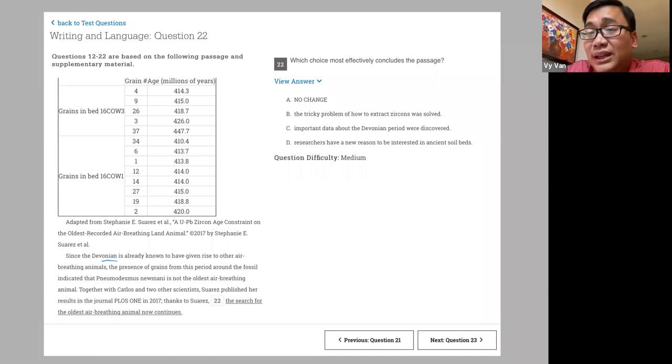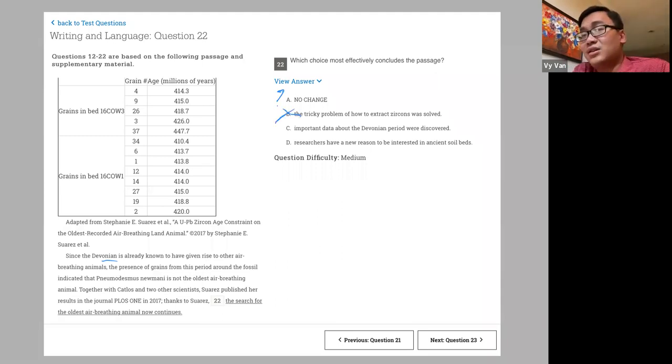22. A, the search for the oldest air-breather now continues. So that means they haven't found it yet. I'm gonna put a question mark here. B, the tricky problem of how to extract zircons was solved. Now this is too specific. They extract zircons and all that stuff just to prove that this thing is not the oldest air-breathing animal. So this one is not relevant to the main idea.